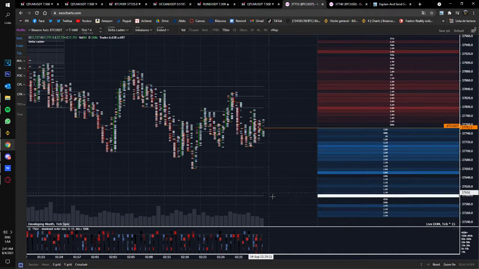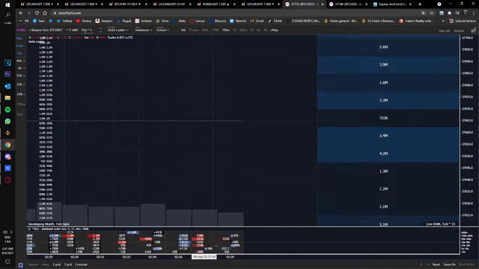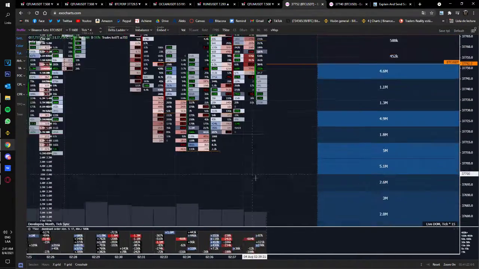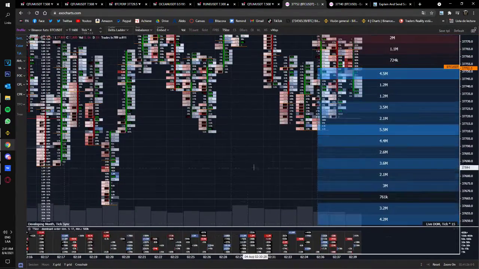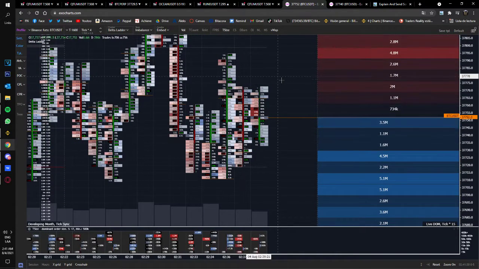Okay, this here, the T size, I think I didn't explain it in the last video, is basically the largest sizes in the candle. So you can see when the whales are starting to stack orders here.